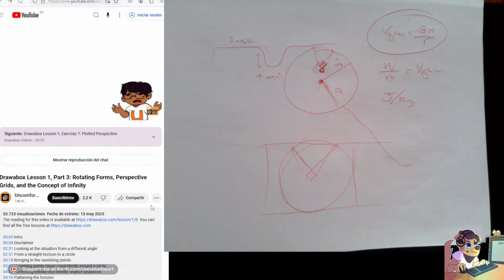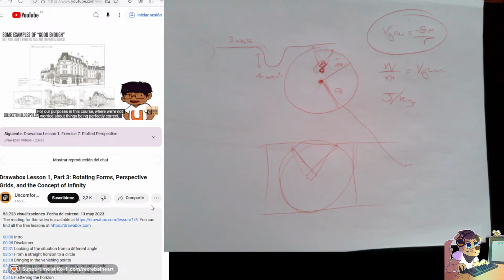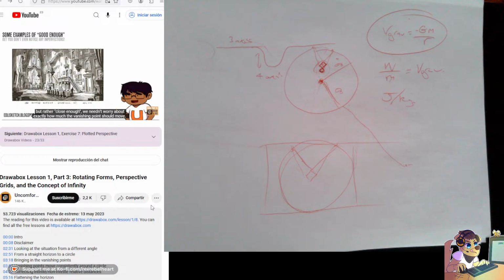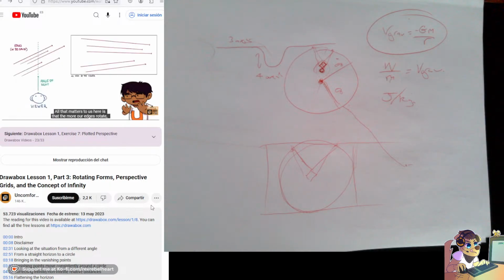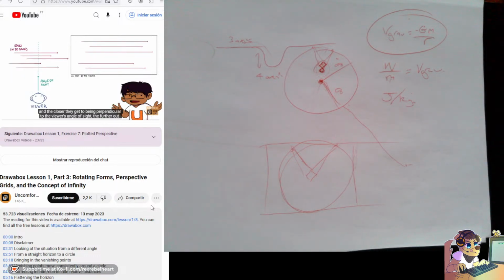actually matters. Why? Perfect perspective is not better, nor is it more useful than good enough perspective. It is, however, more cumbersome, and worrying about it will get in the way. For our purposes through this course, where we're not worried about things being perfectly correct, but rather close enough, we needn't worry about exactly how much the vanishing point should move. All that matters to us here is that the more our edges rotate, and the closer they get to being perpendicular to the viewer's angle of sight, the further out to the side that vanishing point will move.